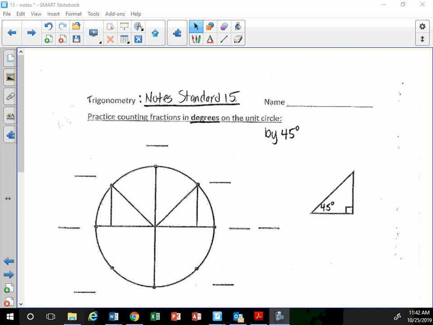Alright guys, so standard 15 is all about the unit circle, and then all the trig values connected to the unit circle. So it's not that hard. Like, it's really not. There's a lot of patterns. I think it'll make sense to you. We spend 3 days on it just because it's so important. If you don't actually know your unit circle, everything else that we do in trig is just that much harder.